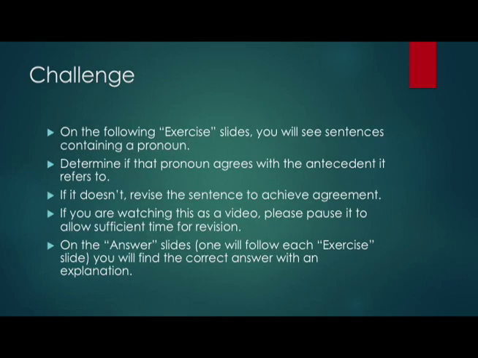All right, so in the following exercises, you will see sentences that contain a pronoun. In those sentences, I would like you to determine if that pronoun agrees with the antecedent that it refers to. If it doesn't, please revise the sentence to achieve that agreement. And as always, if you're watching it as a video, especially with these kinds of exercises, just pause the video so you don't have to rush through it. Again, I'm only allowing 5 seconds per slide, so you have plenty of time. Revise the sentence if necessary, and then continue watching the video. And as always, after each exercise slide, there will be an answer slide that will give you the correct answer with an explanation.